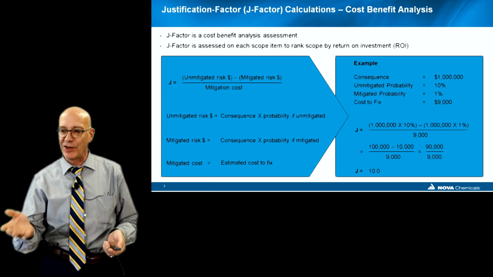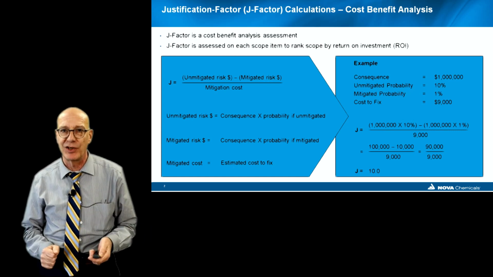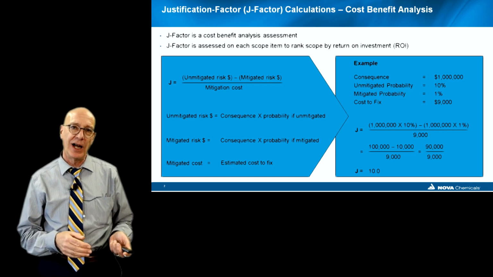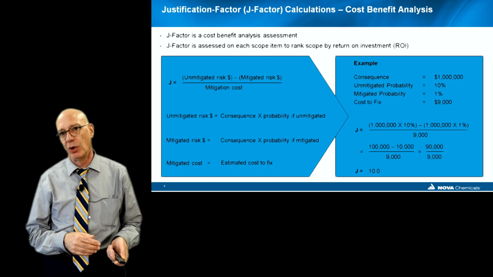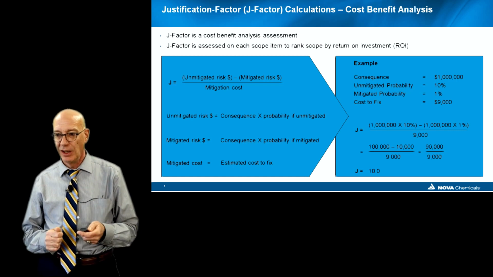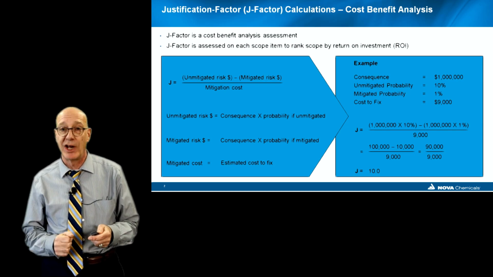So we have an example that'll show us J factor equals 10 is a very significant number for us. So let's look at how we get that. If we had a consequence with a likely $1 million cost attached to it, and the unmitigated probability of that was 10%.